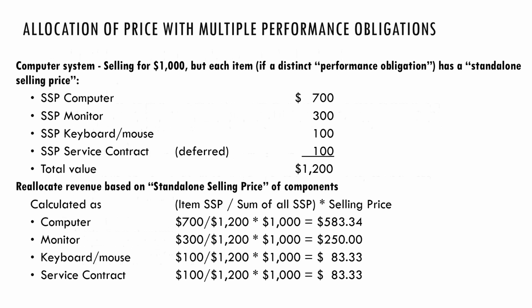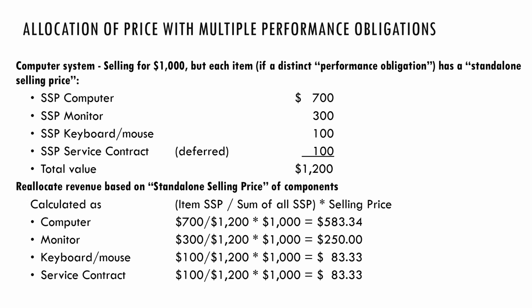Here's an example. Suppose I'm running a computer business. Very small example, small dollars. I've got this computer system I'm going to sell you. It consists of a computer, a monitor, a keyboard and mouse, and a service contract for 1 year. And I'm going to sell you this thing for $1,000. So I know what my performance obligations are. I've got those 4 elements and they're separate in the contract.